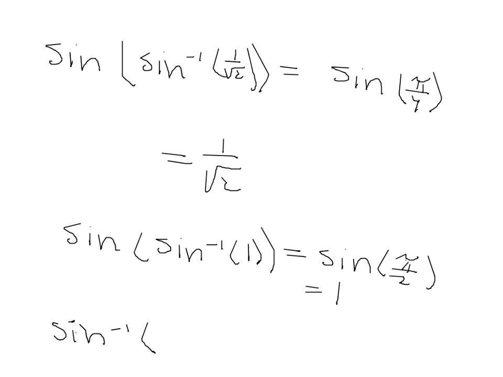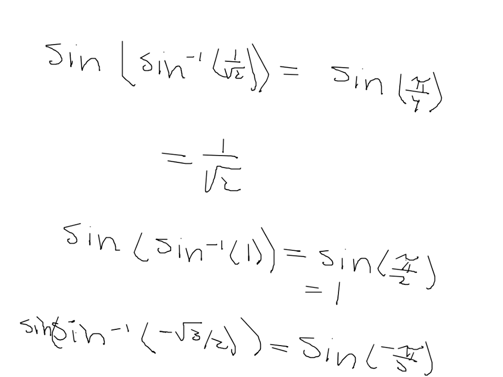Inverse sine of sine of inverse sine of minus square root of 3 over 2. Minus the square root of 3 over 2 is going to give me minus pi over 3. And then sine of minus pi over 3 is minus the square root of 3 over 2.